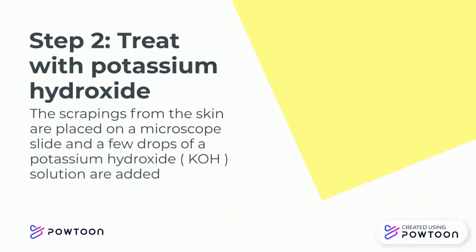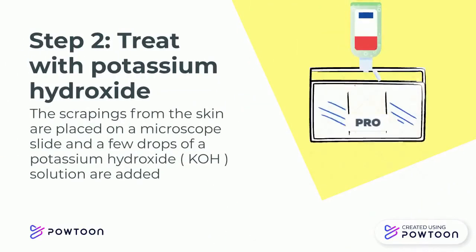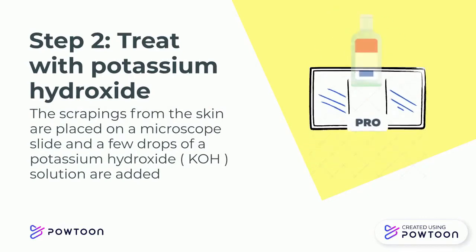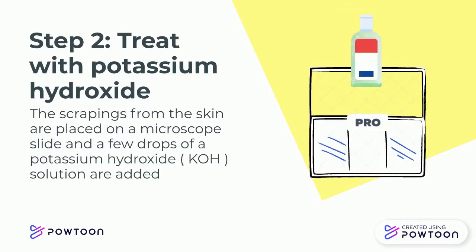Step 2. Treat with potassium hydroxide. The scrapings from the skin are placed on a microscope slide and a few drops of a potassium hydroxide solution are added.